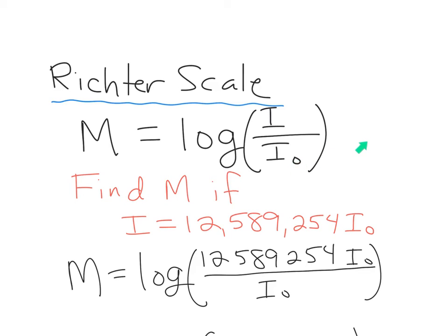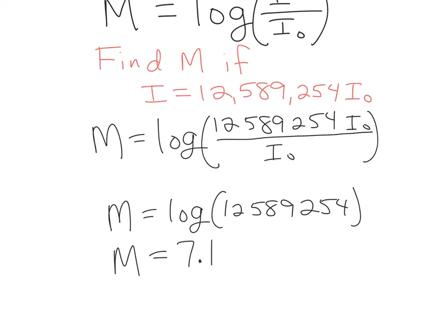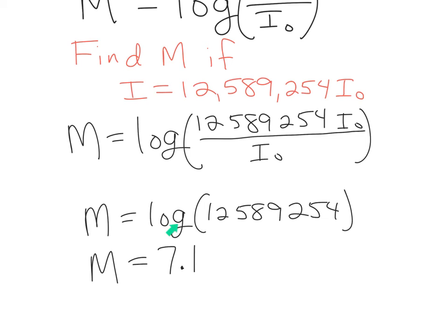You can read about that if you like. But here's the kind of problem that we're going to solve. Find the magnitude of the earthquake given the intensity of the earthquake. Notice the intensity is given as a multiple of I sub 0. To do that, of course, we're going to use this equation. So the 12 million number, the intensity, goes in for the I. The I sub 0s cancel out. You end up looking at the log, which is a log base 10, of the 12 million number, which produces a magnitude of 7.1 on the Richter scale. That was a big earthquake.